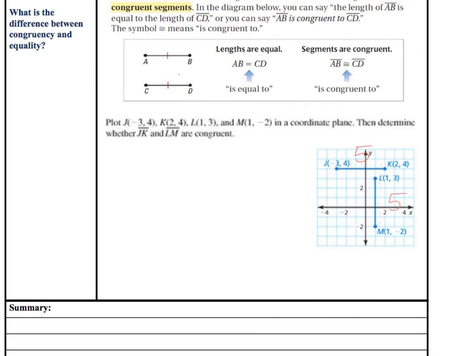Are these segments equal or congruent? The segments are congruent. The lengths are equal. So we're going to write a little statement here. I can say that JK is equal to 5. Do you see how I didn't put the segment sign over it? I did not draw a line over JK. This means the measure of JK, so the length of JK.